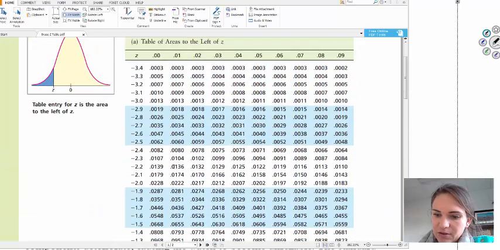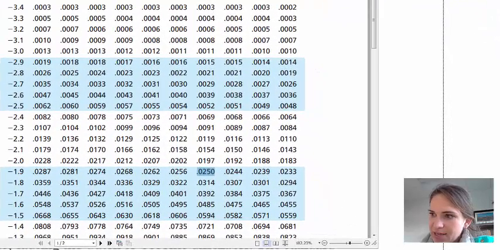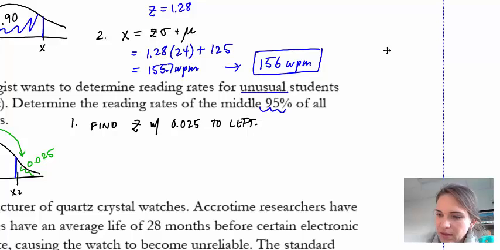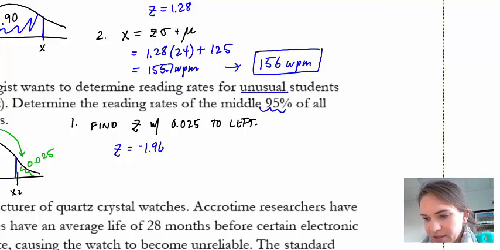0.025, 0.1, 0.22, 0.28. Oh, looky there, right on the nose. That doesn't happen very often. This one in particular is the one example where it does: negative 1.96. So now we know that z is negative 1.96 or positive 1.96 by symmetry to separate that middle 95%.